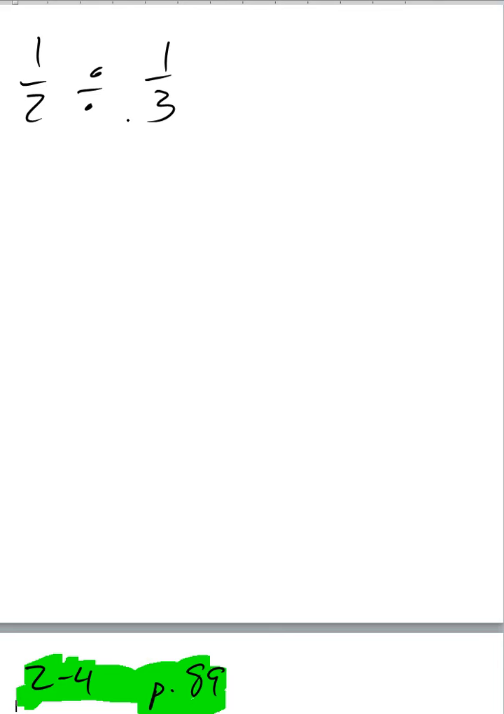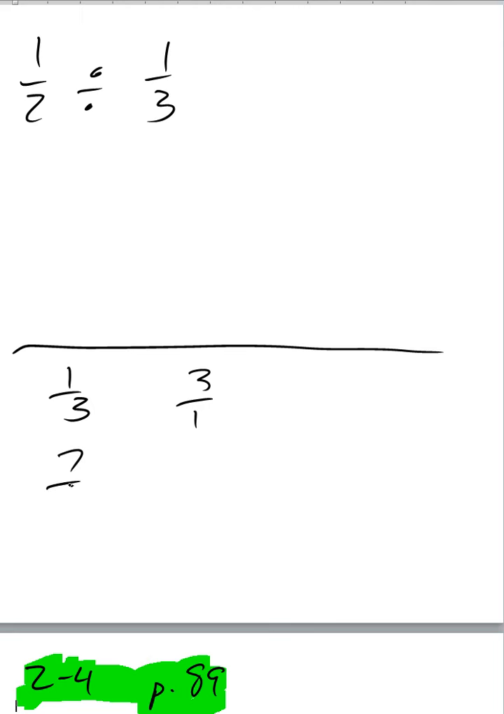So first of all, the reciprocal. The reciprocal of a number is basically you just flip it around. So if you have 1/3, the reciprocal of that is 3/1. If you have a number like 7/8, the reciprocal is 8/7. If you have a number such as 11/10, your reciprocal is 10/11. You just flip it around. That's the reciprocal.